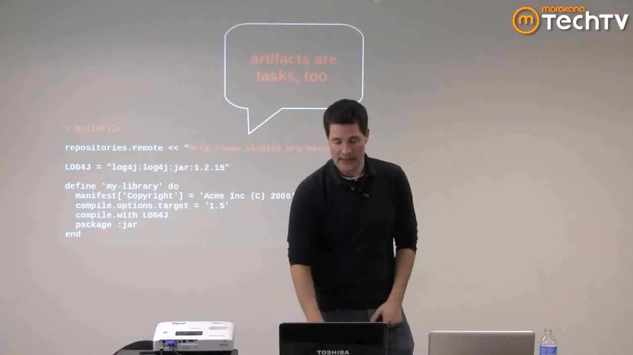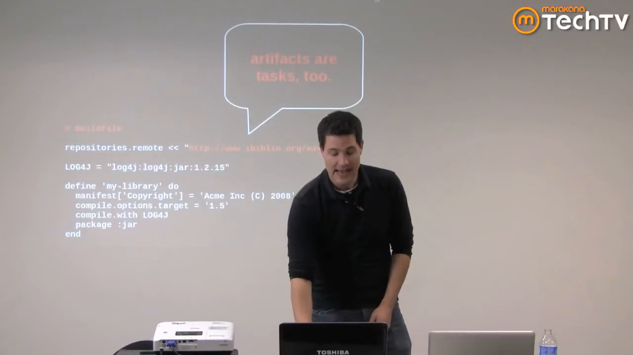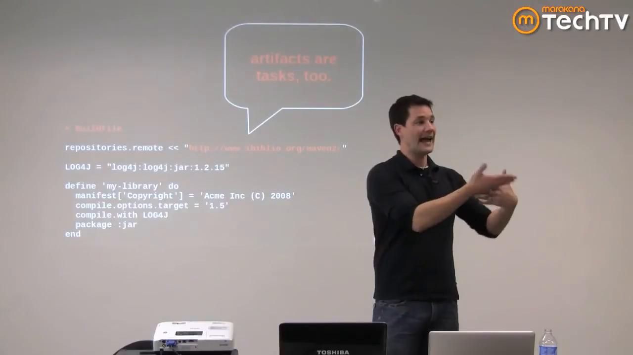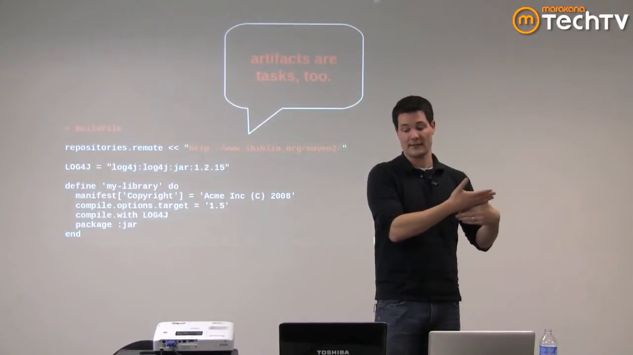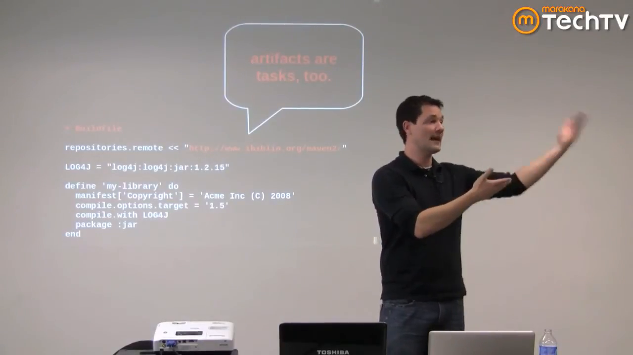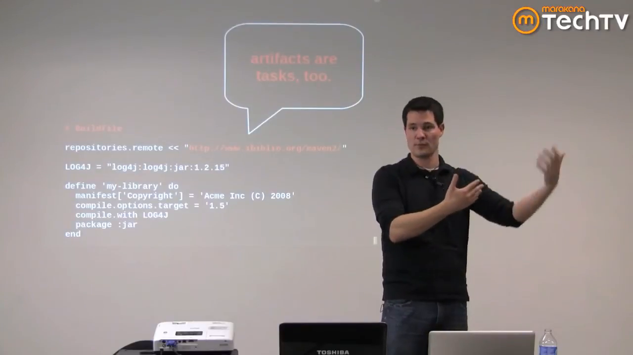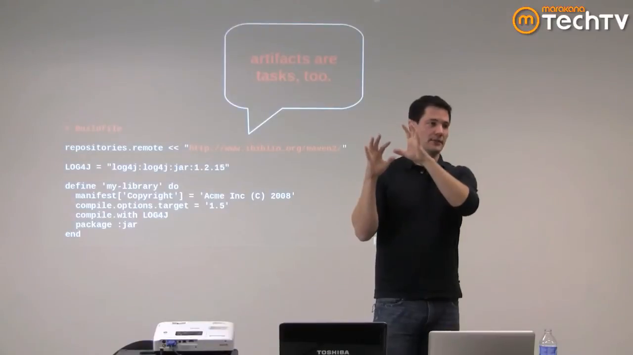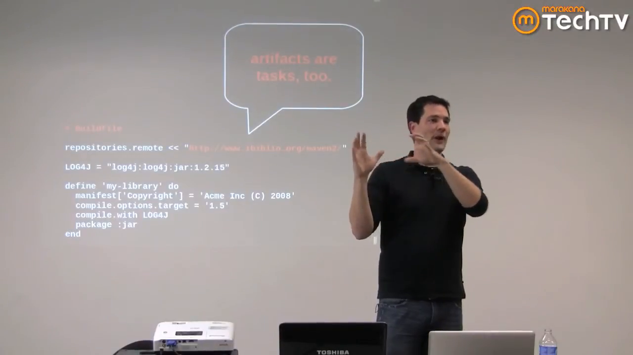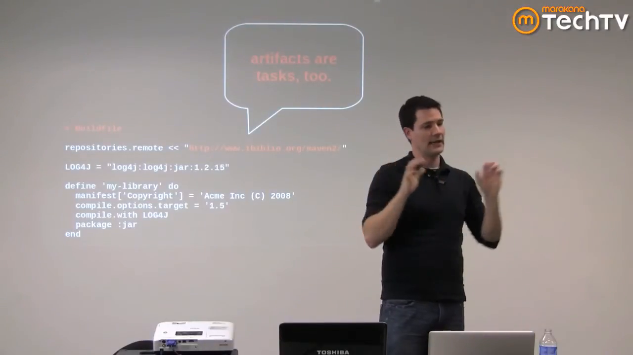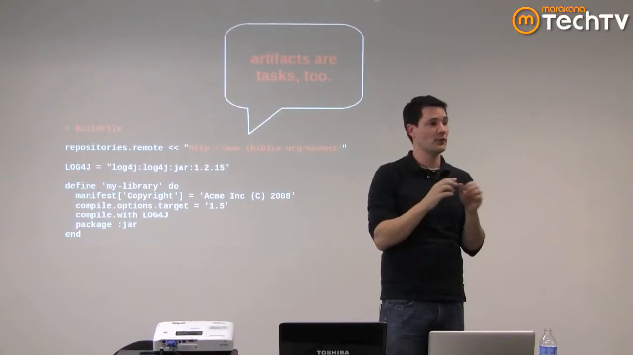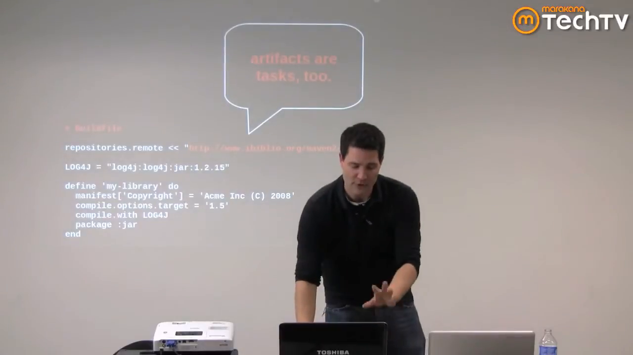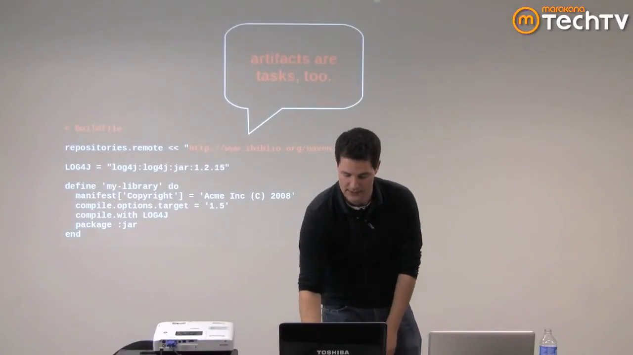And so the nice thing about all of this is that artifacts are tasks too. Whenever you depend on an artifact, the task of the artifact is a task that will go and download or find the artifact in which repository it is and download it. And so all of this graph of tasks is completely ingrained into Buildr, and everything you're doing is wiring tasks together, even though it doesn't look like we're wiring tasks here.